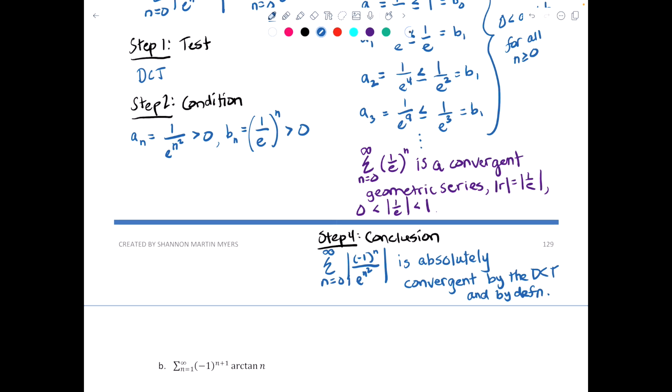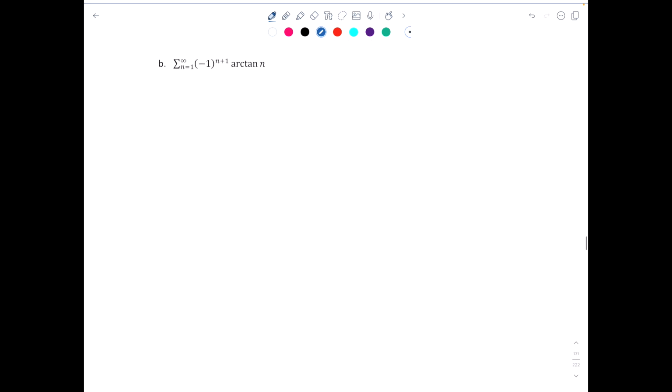Cool? All right, so now let's look at one more of those. For this one, I think this is going to diverge. Since I think this is going to diverge, I'm seeing that arctangent in there, I'm just thinking it's going to diverge. So I'm going to use the alternating series test on this one. So here we go. Step 1. What's our test? The alternating series test. Step 2. Conditions.